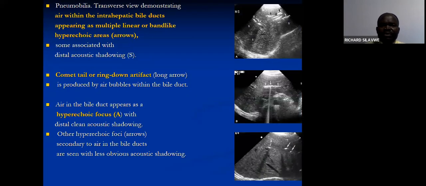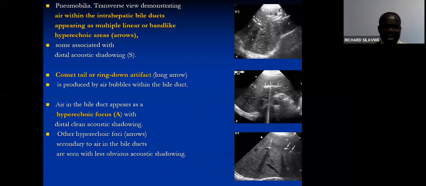So this is what we are talking about: air within the intrahepatic bile duct. You can see here the arrows showing us the shadow there. You can see all these in the duct.